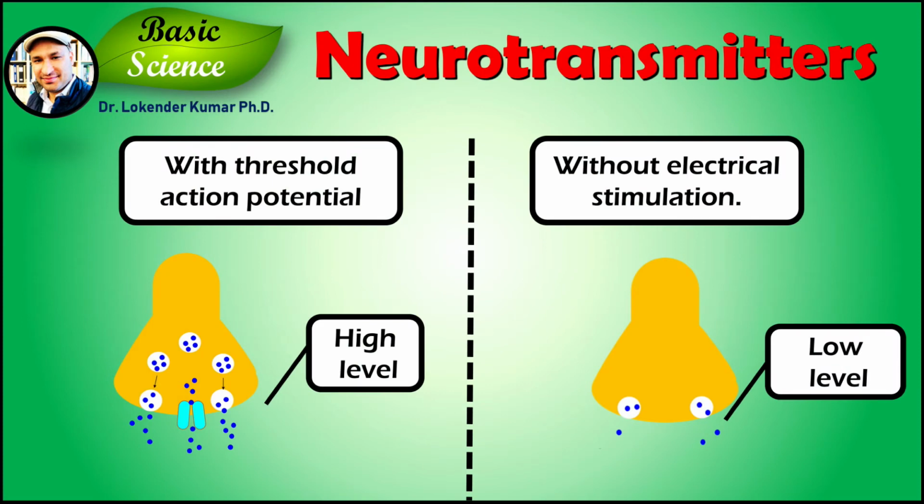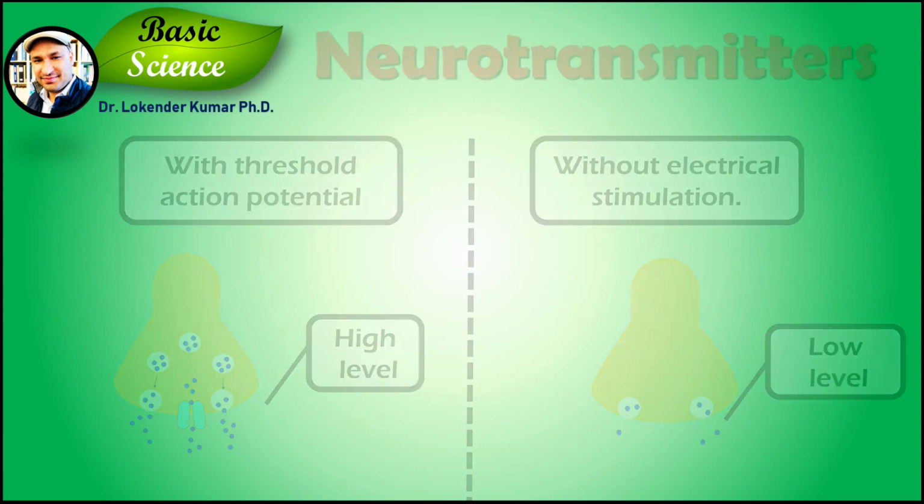Generally, a neurotransmitter is released at the presynaptic terminal in response to a threshold action potential or graded electrical potential in the presynaptic neuron. However, low-level baseline release also occurs without electrical stimulation.